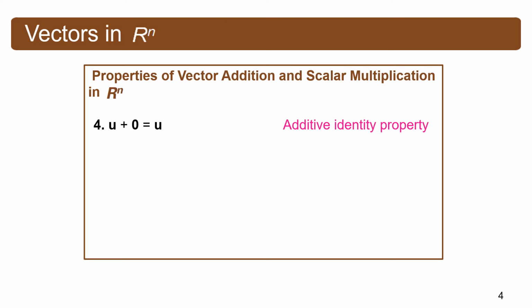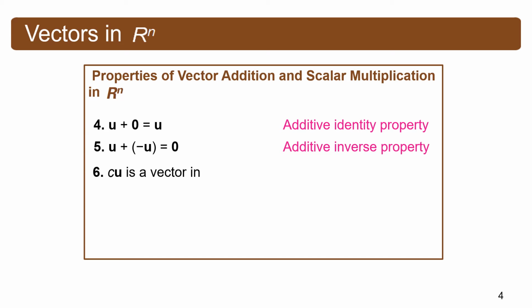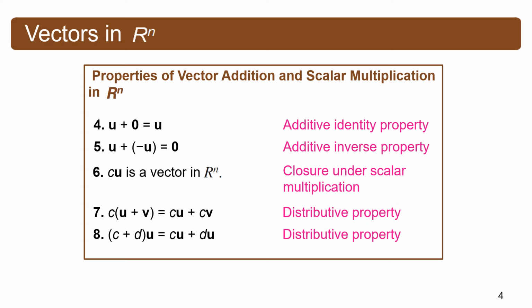Now, if I treat 0 to be a 0 vector, then u bar plus 0 bar is u, and u plus negative u is 0. So we have the additive identity as the 0 vector, and the additive inverse for u is negative u. If c is a scalar, then c u bar is also a vector. So that is the closure under scalar multiplication.